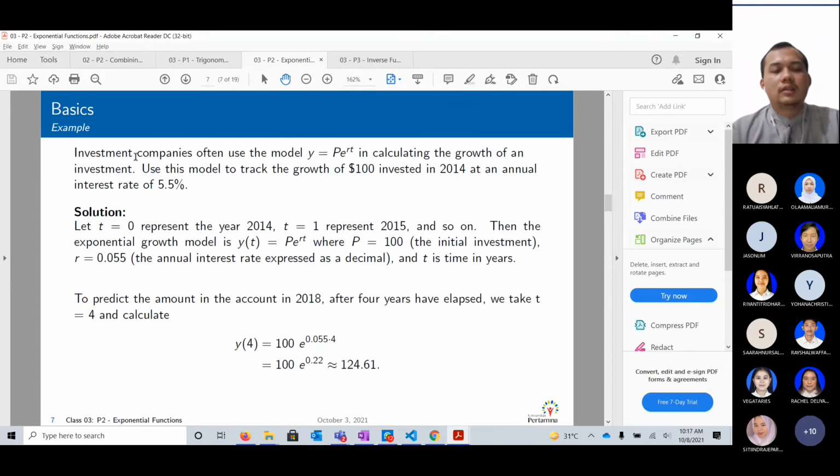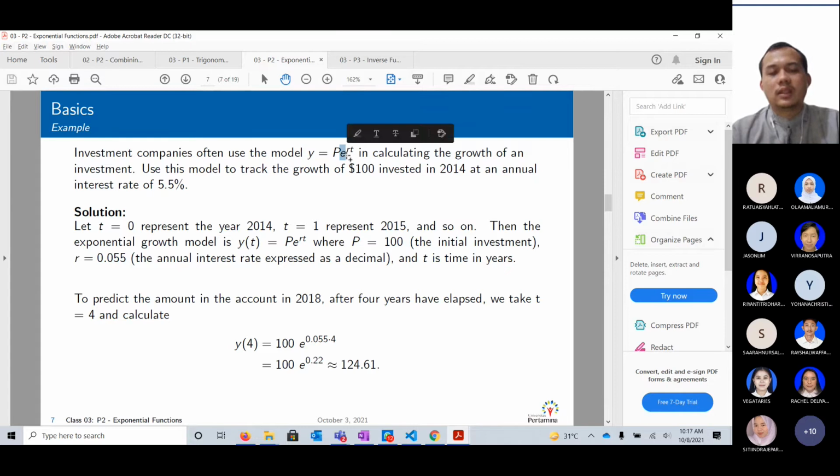Example. So suppose that we own an investment company. Then an investment company often uses this kind of model: y equals P times e power rt.